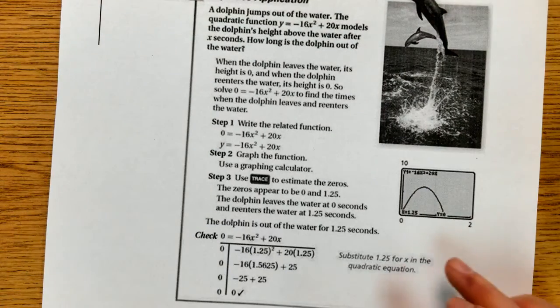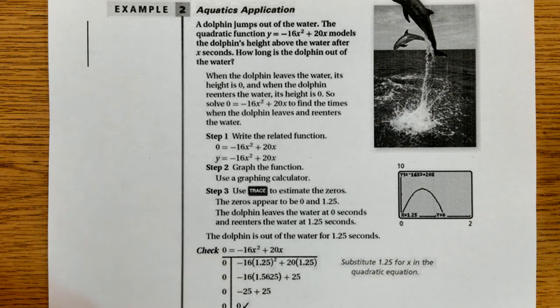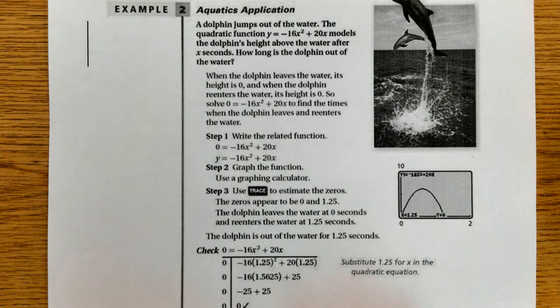So now we're going to go ahead and look at example 2. In example 2, it says a dolphin jumps out of the water. The quadratic function y equals negative 16x squared plus 20x models the dolphin's height above the water after x seconds. How long is the dolphin out of the water? So when the dolphin leaves the water, its height is at 0. When the dolphin re-enters the water, it's also at 0. So we're going to solve this equation to find the times when the dolphin leaves and re-enters.